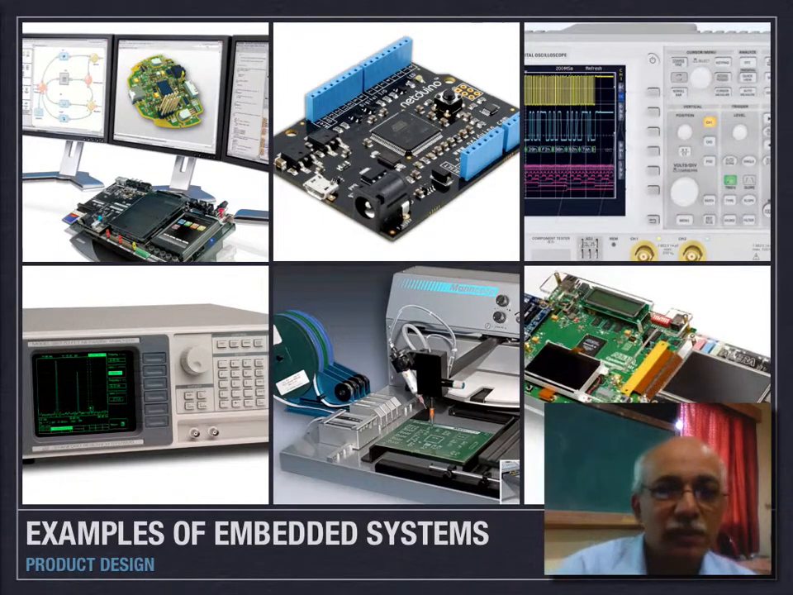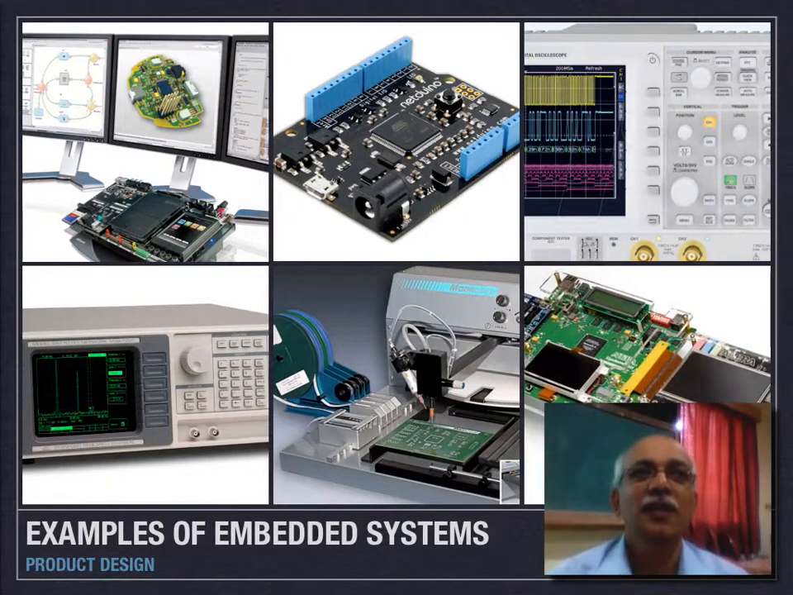The next one is, what is that? The corner one, left bottom corner. It's a spectrum analyzer. That's also a somewhat larger dedicated system. The next one seems to be a pick and place device. It's a pick and place device, right.